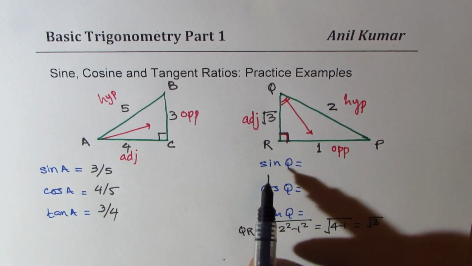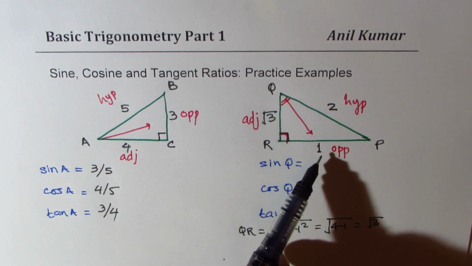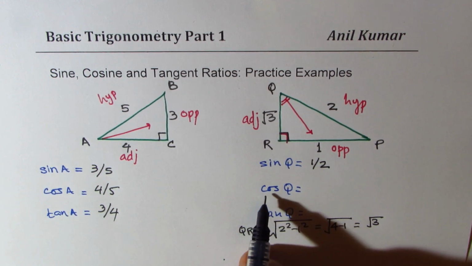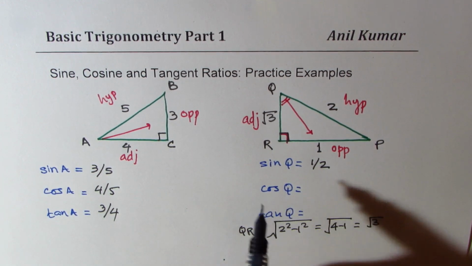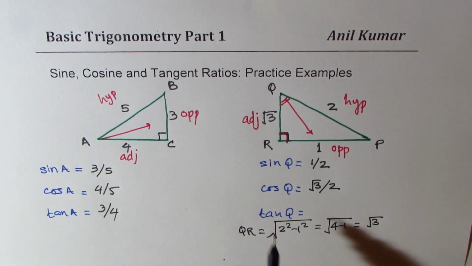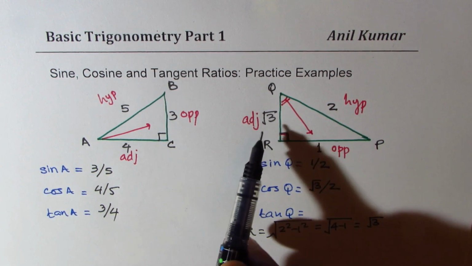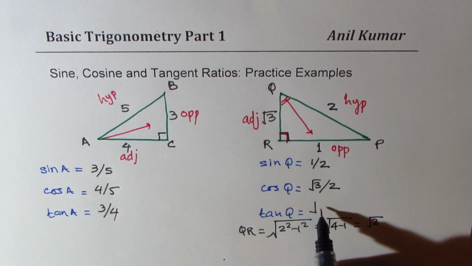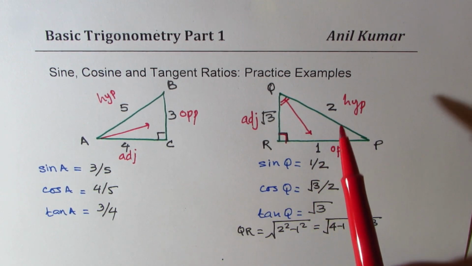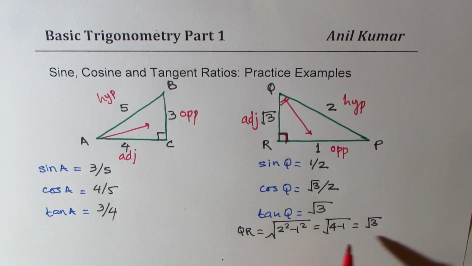Now we can write down what is sine Q. So sine Q is the opposite side, 1 over 2. So it is half. As far as cos Q is concerned, it is the adjacent side, square root 3, divided by the hypotenuse of 2, and tan Q is square root 3 divided by 1, which is square root 3. Perfect. So that is how we can find all the sides and their ratios. So at times you may use the Pythagorean theorem to find the missing sides and then the ratios.